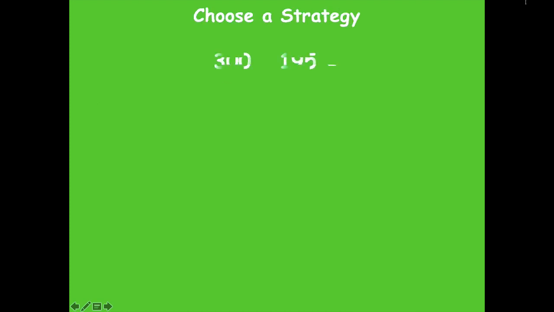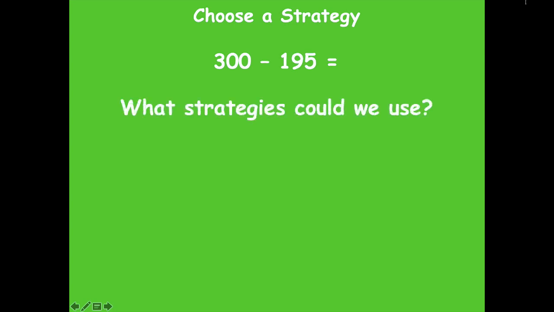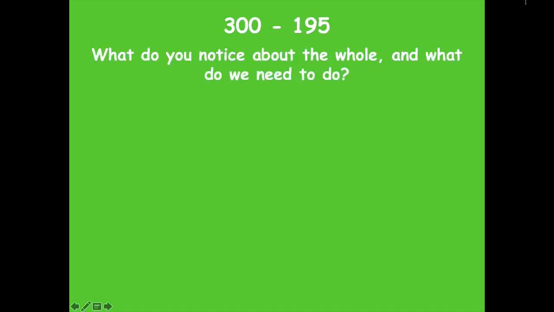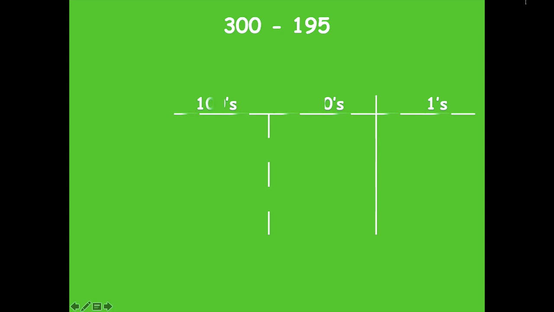All right, so we're going to choose a strategy. We have 300 minus 195. What strategies could we use to solve this problem, friends? Oh, we could use the vertical form, right? We've learned that. Oh, mentally, we could do some math in our head. And then maybe a math drawing to help us. So those are some strategies that we could use to solve these problems. So what do you notice about the whole and what do we need to do?